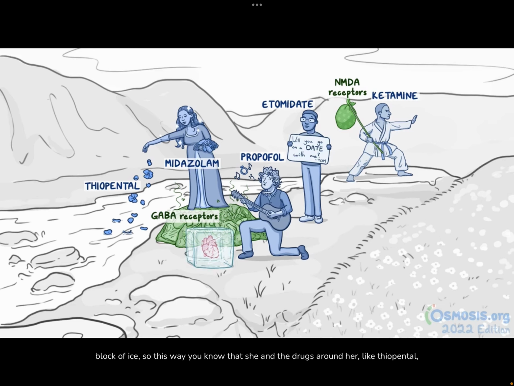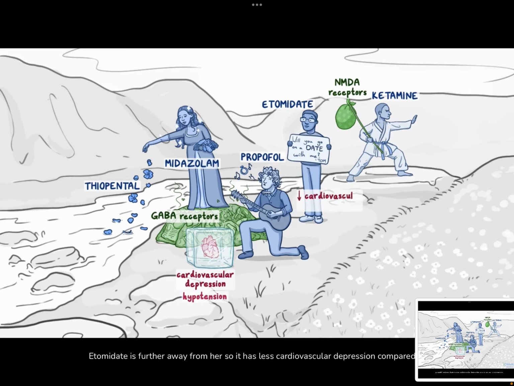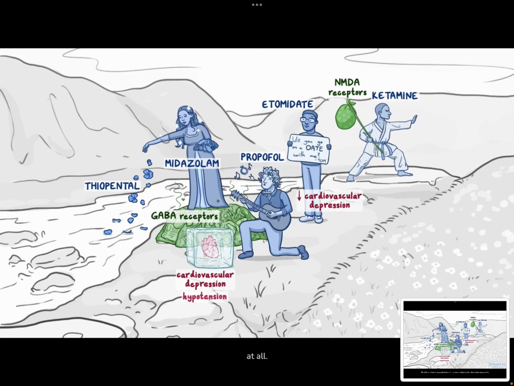Okay, for side effects and contraindications, let's put the maiden's heart in a big block of ice. So this way, you know that she and the drugs around her, like thiopental, propofol, and etomidate, cause cardiovascular depression, which can lead to hypotension. Etomidate is further away from her, so you can see it has less cardiovascular depression compared to the others. And ketamine isn't interested in her, so it doesn't have this side effect at all.